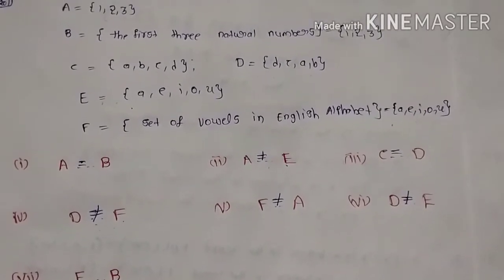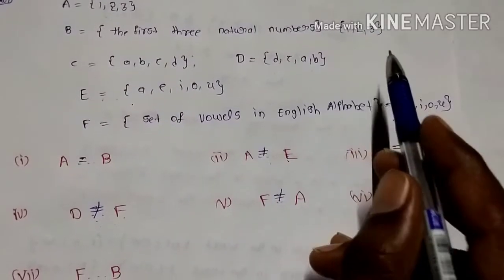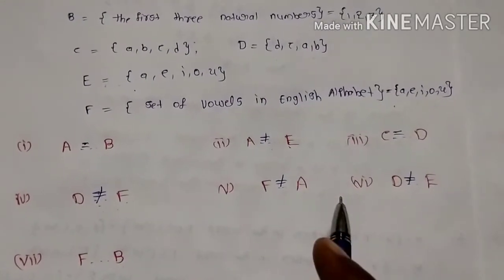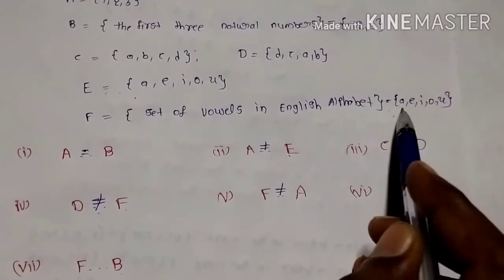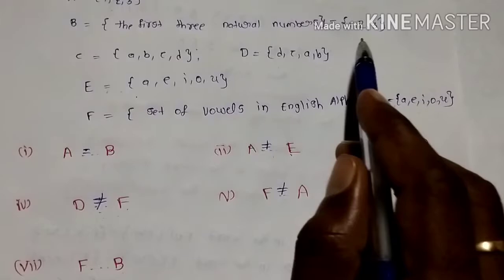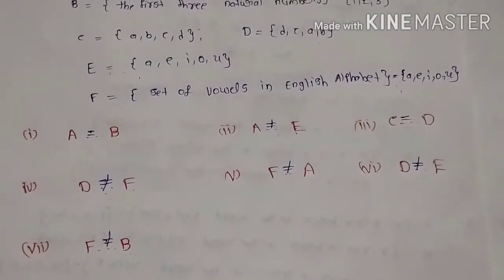Here, F and B. F is {a, e, i, o, u}, and B means {1, 2, 3}. There are no common elements. The elements of set B are not in set F, and the elements of set F are not in B. You can directly mention F is not equal to B.